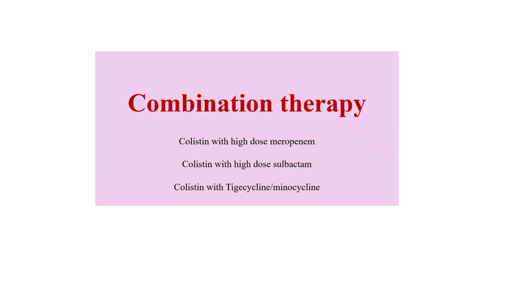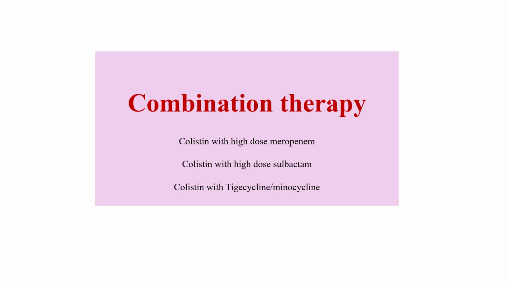But the problem is it will only work in non-NDM isolates because NDM can break down a lot of sulbactam. So whatever higher dose you are giving, you might not be able to achieve sufficient sulbactam levels which can act on the Acinetobacter. So probably polymyxin with high dose sulbactam could be a good option in patients who do not have NDM mediated resistance. If it is just OXA mediated resistance, it can be useful.